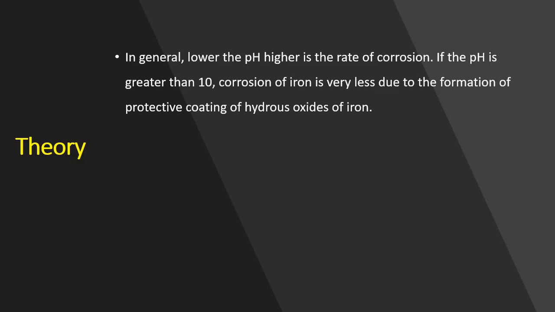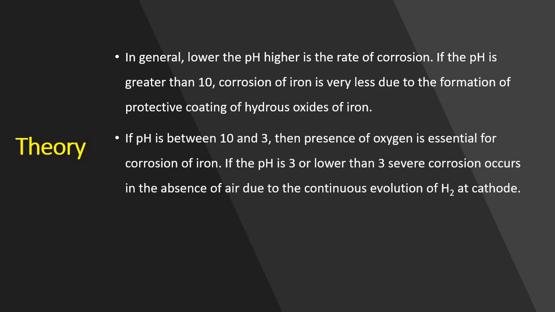So lower the pH means, as you know, the pH scale is 0 to 14. 0 to 7 is an acidic pH, 7 is for neutral, and above 7 up to 14 there is a basic range. So at lower pH, means 0 to 7 pH, rate of corrosion is high. As we are considering the iron nail here, we are moving in that direction. If the pH is between 10 to 3, then the presence of oxygen is essential for corrosion of iron. If the pH is less than 3, then severe corrosion occurs.